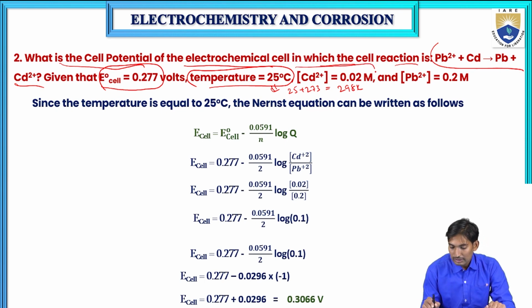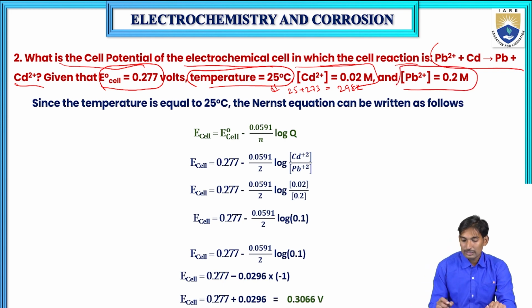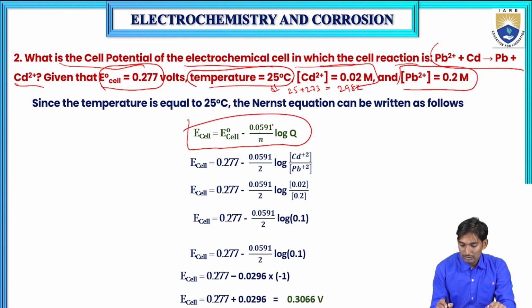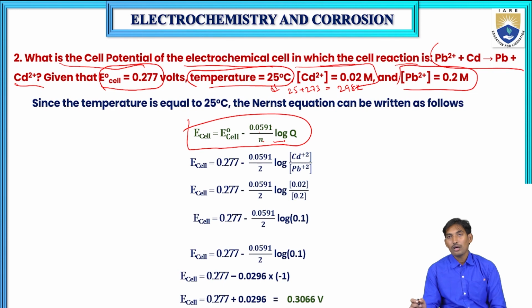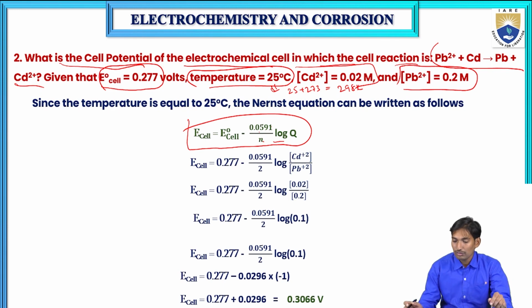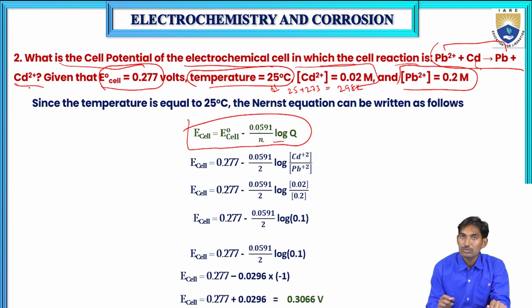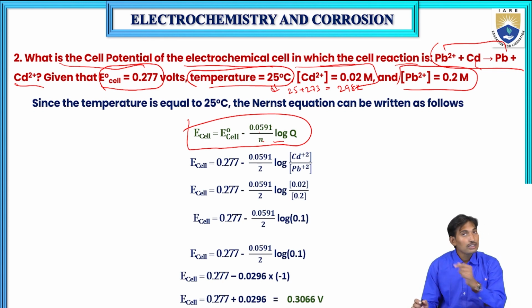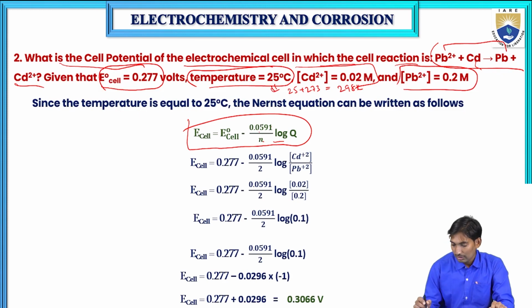Here the cadmium concentration and the lead concentration are mentioned. Then the relevant equation is E cell equal to E naught cell minus 0.0591 divided by n log Q. First we have to find how many electrons are involved in this reaction. See, in this, Pb plus 2 is converting to Pb, which means Pb undergoes reduction. Cadmium forms cadmium plus 2, so cadmium undergoes oxidation. First we have to write the oxidation reaction and the reduction reaction.